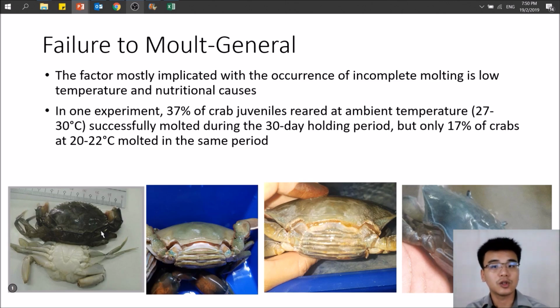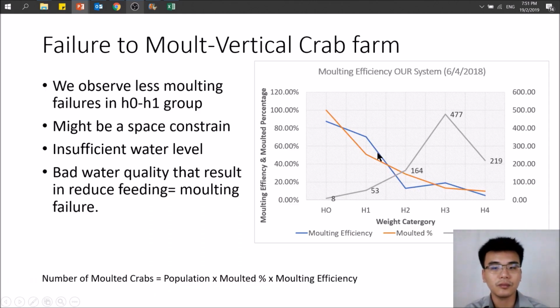So this is a small chart on the typical molting efficiency and the success rate of the crabs in our system. Note that this data is specific to the crabs that are farmed in our boxes. For more on the dimensions of the boxes that we are currently using, please refer to the previous lecture to look at the dimensions we have in our farm.